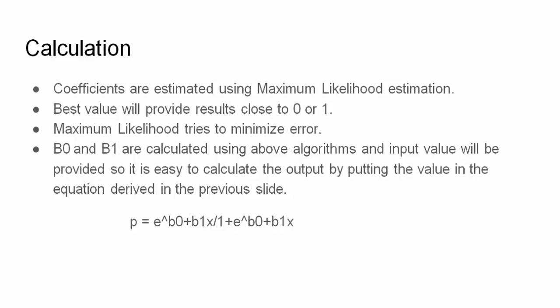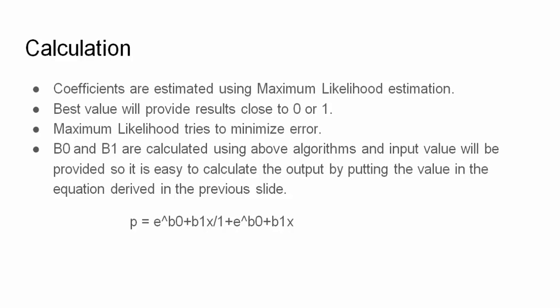Calculation. The coefficients are estimated using maximum likelihood estimation. Best values will provide a result closer to 0 or 1. Maximum likelihood tries to minimize error. B0 and B1 are calculated using the above algorithm, and the input value will be provided. So it is very easy to calculate the output using the equation.